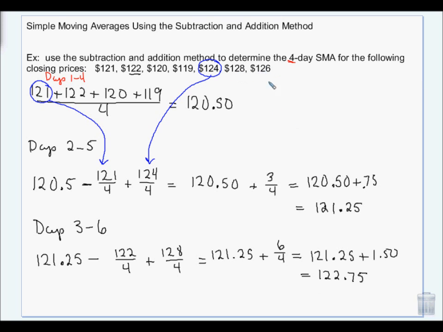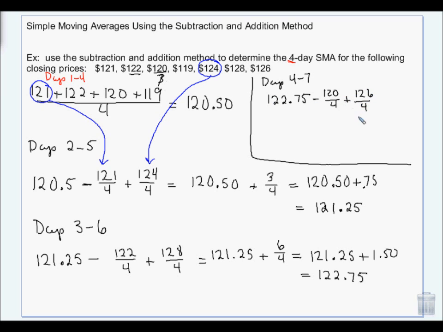So that was day 6. So the last day we would have is day 7. I'm just going to try to squeeze it in up here. If you guys have room in between, you can write it on the bottom or something. So days 4 through 7, I'm going to take that 122.75. I'm going to take away day 3, which was 120 over 4. Here's day 3. And then I'm going to add day 7.